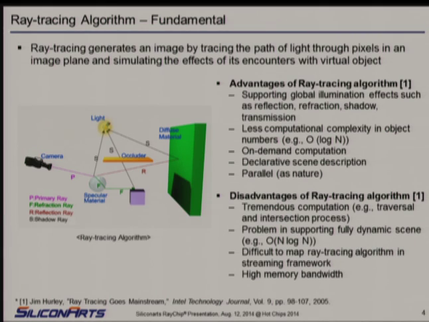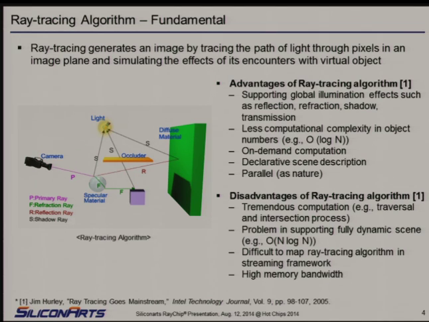However, there are also several disadvantages of real-time ray tracing algorithm. First, ray tracing requires a tremendous amount of computing power, especially related to its traversal and intersection test process. Second, there are critical problems relating to dynamic scene support and to recursive loops that complicate the stream processing. All of these problems have been solved in RayChip architecture, as details will follow in the next slides.